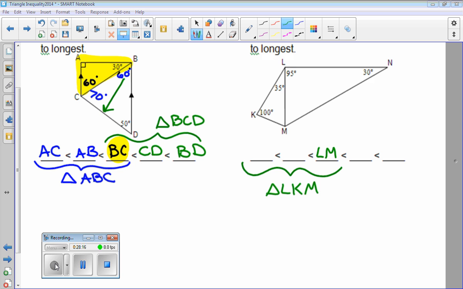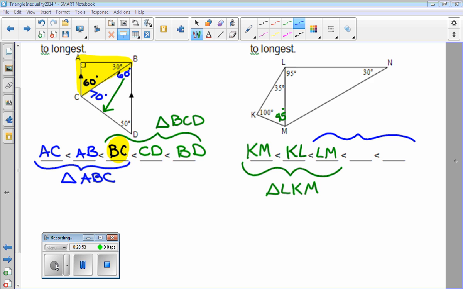What's the missing angle? What do you get? 55? 45? 45 looks better. It's 45, 35, and 100, which add up to 180. Oh, brilliant. So which is the smallest side in that triangle? KM. Very good. And then the next smallest? KL. Good. Now we're going to look at the other triangle.